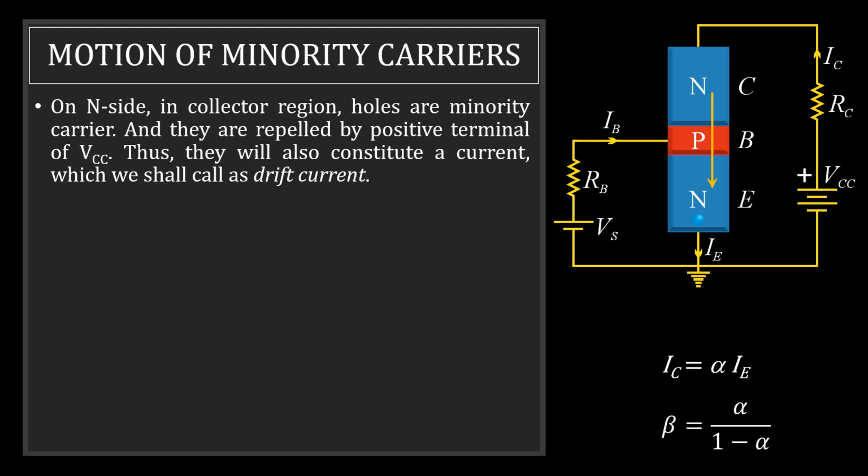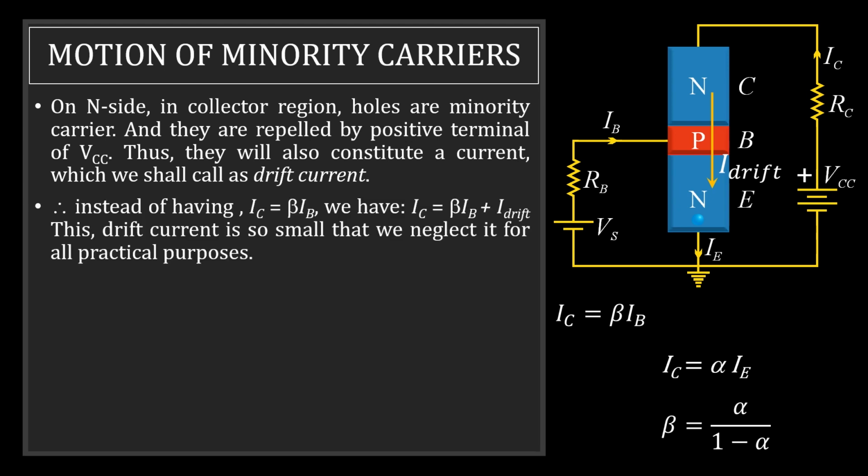We have just now studied that IC is beta IB. But we have one more current because of the minority carriers, and we call this current drift current. So instead of IC equals beta IB, we will have IC equals beta IB plus I drift. But this drift current is so small that we can neglect it for all practical purposes.